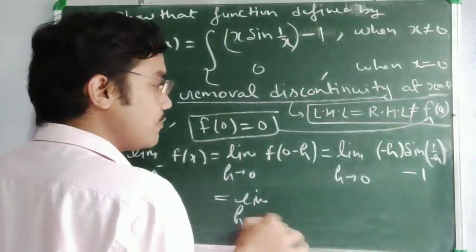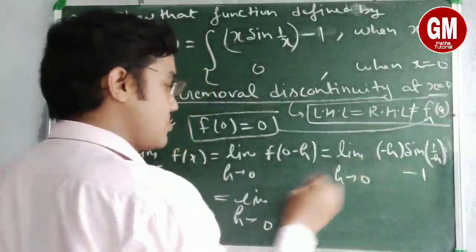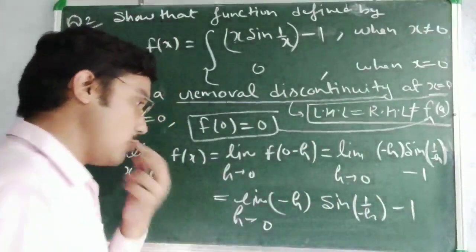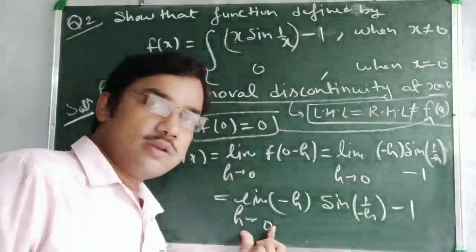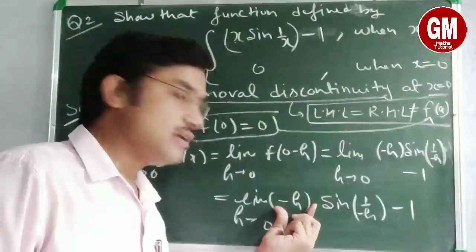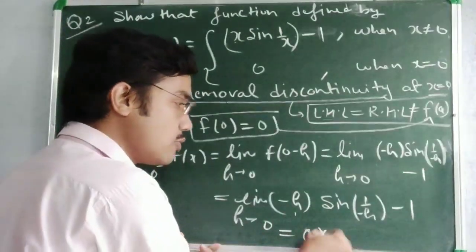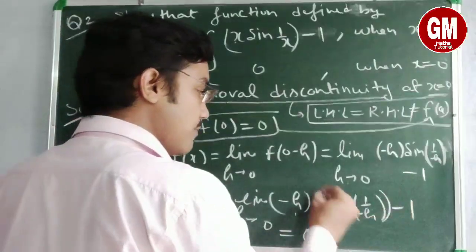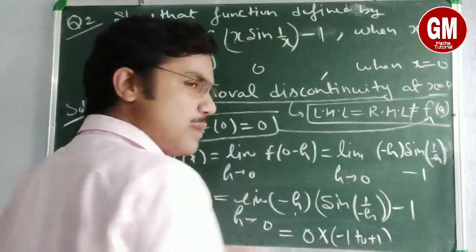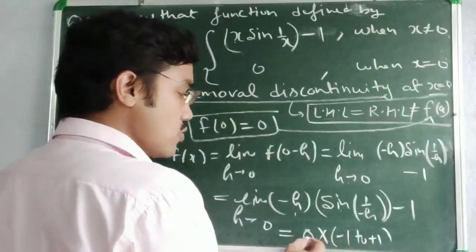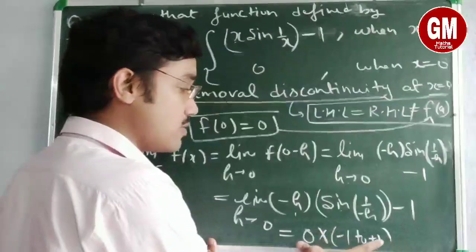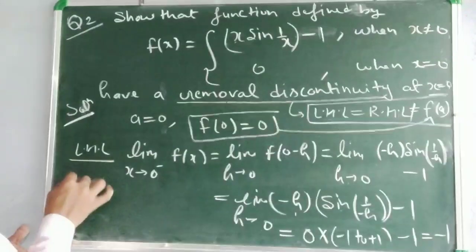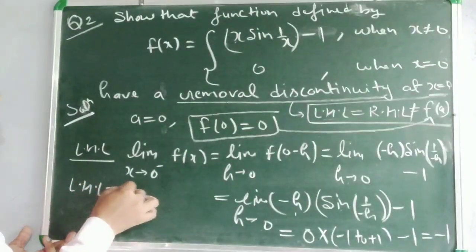Limit h tending to 0, and minus h, that is sine of 1 by minus h, minus 1. Look here, when we substitute the value of h at that place, this h multiplied by sine of 1 by 0 becomes 0 into sine of 1 by 0. 1 by 0 means this value lies between minus 1 and plus 1, which may be anything. So multiplication with 0 gives 0, total function is minus 1. That means our left hand limit is equal to minus 1.